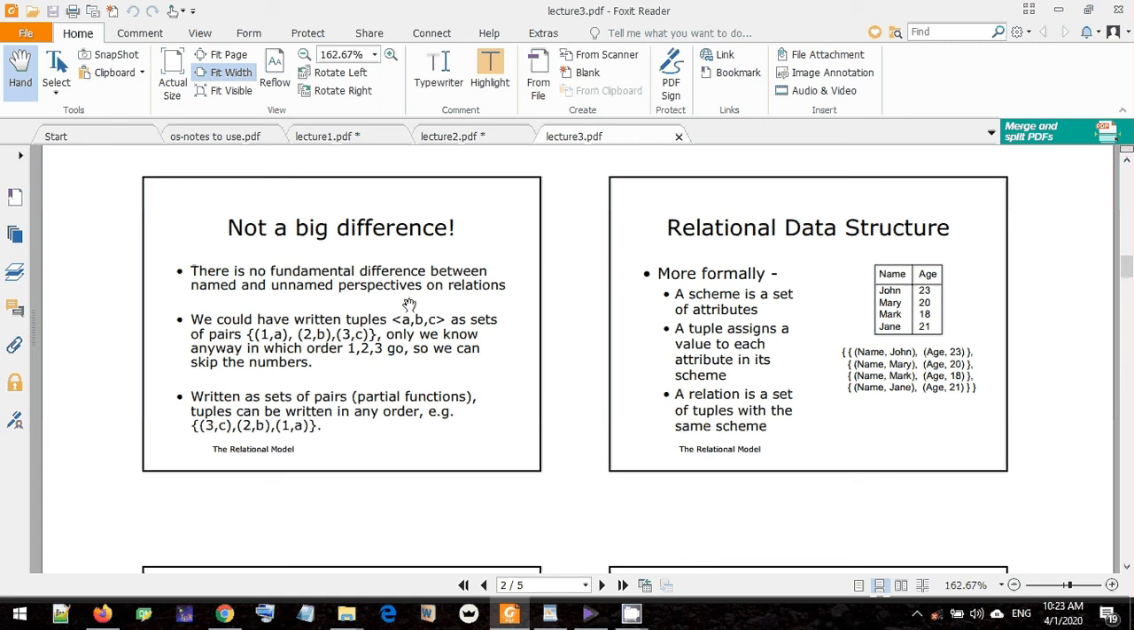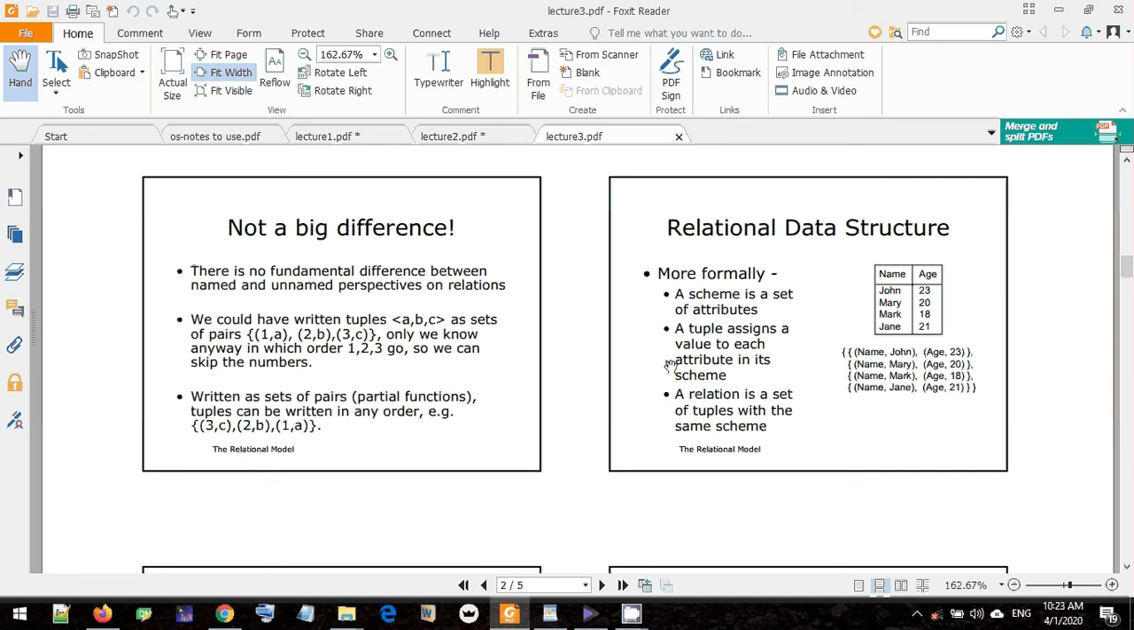We could equally write the tuple ABC as 1A, 2B, 3C, given that the columns were labeled as 1, 2, and 3. The attributes were 1, 2, and 3. Or we could simply write 1, 2, and 3 because we know the order of the alphabet. Now, when we are writing sets of tuples or pairs of tuples, the order is not important. We may write 3C, 2B, 1A in their pairs. It is not really important.